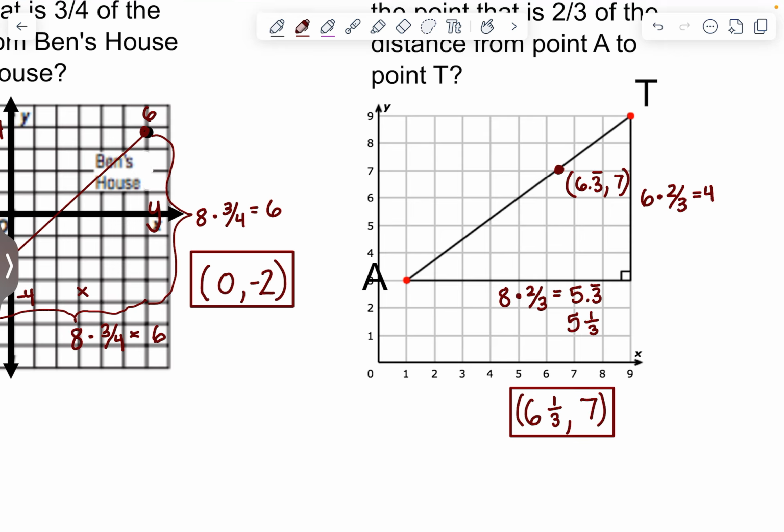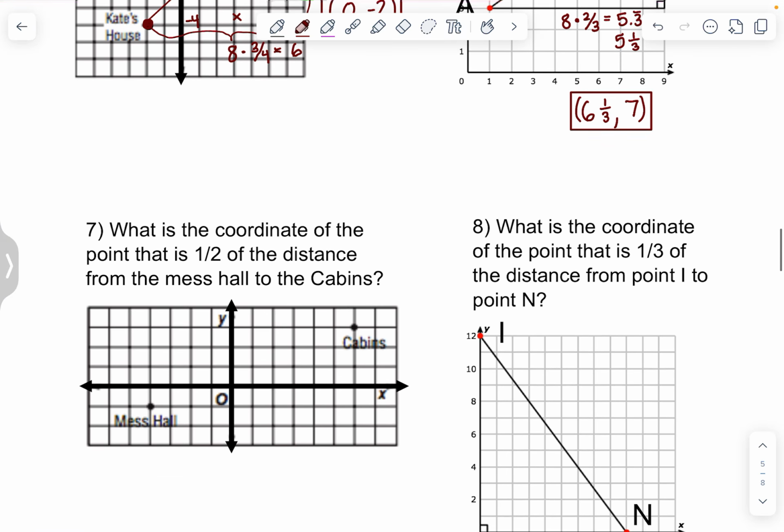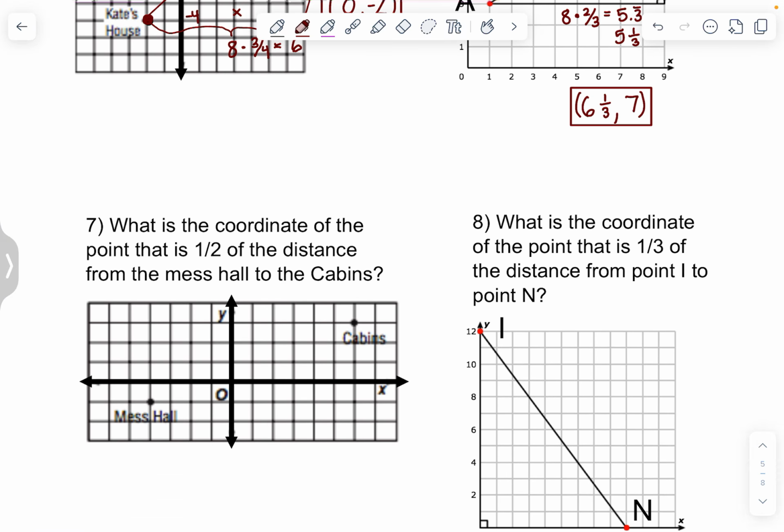All right, this notes video is getting kind of long. Let's wrap it up. Oh, this one's pretty easy. What is the coordinate that is 1/2 of the distance from the mess hall to the cabins? 1/2 of the distance. This one, I'm just gonna eyeball because y'all know how to use your midpoint formula.